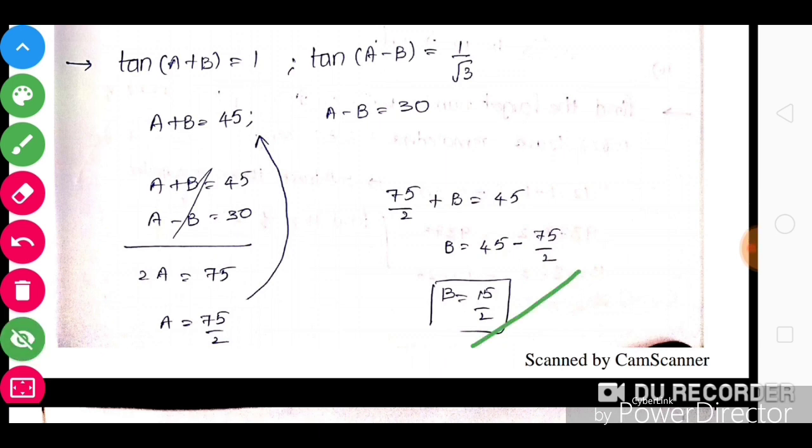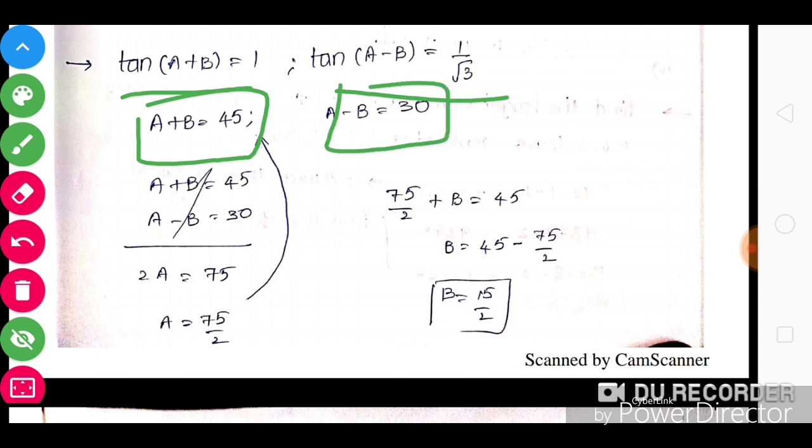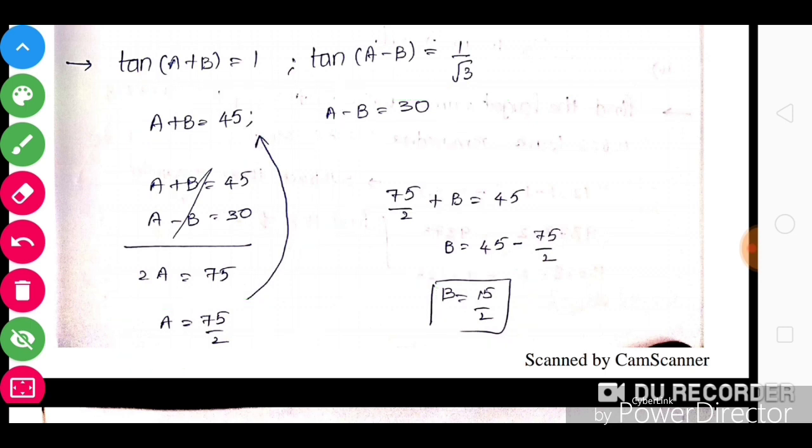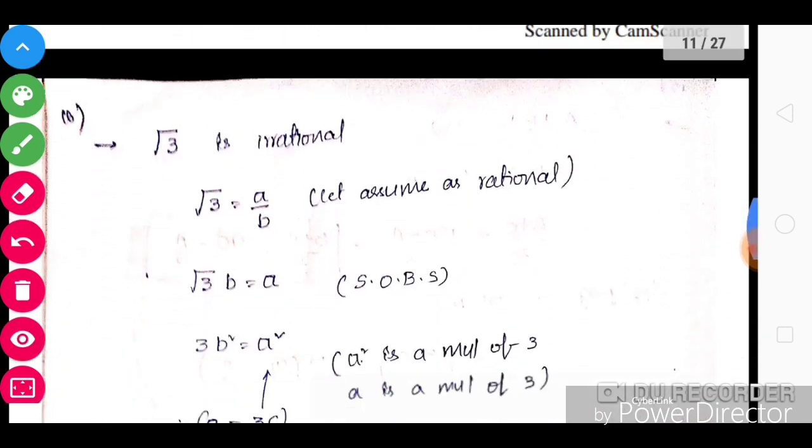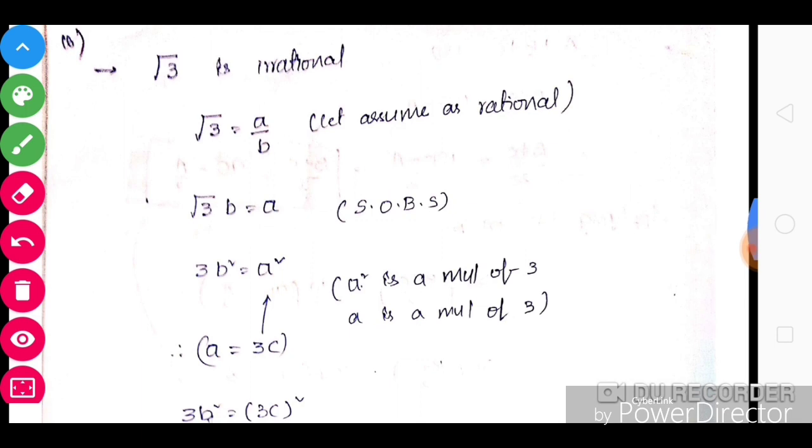One more question, it is very easy. Tan (A plus B) is equal to 1 and tan (A minus B) is equal to 1 by root 3. Tan of what will be 1? Tan 45. So A plus B is equal to 45 and A minus B is equal to 30. Solving for A and B, you will get A is equal to 37.5 and B is equal to 7.5. This is a very expected and easy question.